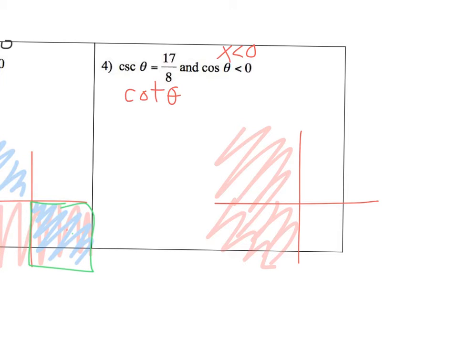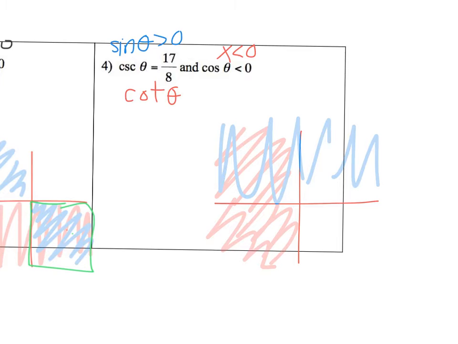The other piece of this is dealing with cosecant. Cosecant we know is the reciprocal of sine. And if this is positive, that means that sine has to be positive as well. For us, that means we're looking at the top half of this graph. When we combine these two pieces of information, we know we're looking at the second quadrant.